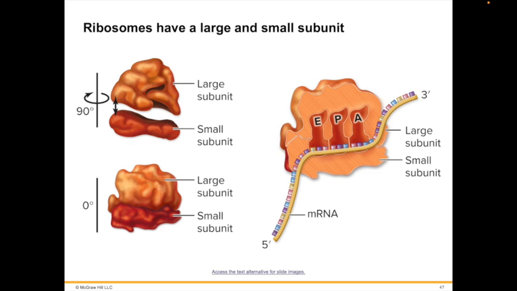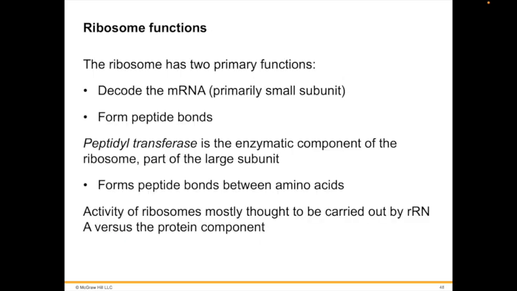The two functions of the ribosome involve decoding the transcribed message and forming peptide bonds. The decoding function resides primarily in the small subunit of the ribosome. The formation of peptide bonds requires the enzyme peptidyltransferase, which resides in the large subunit.